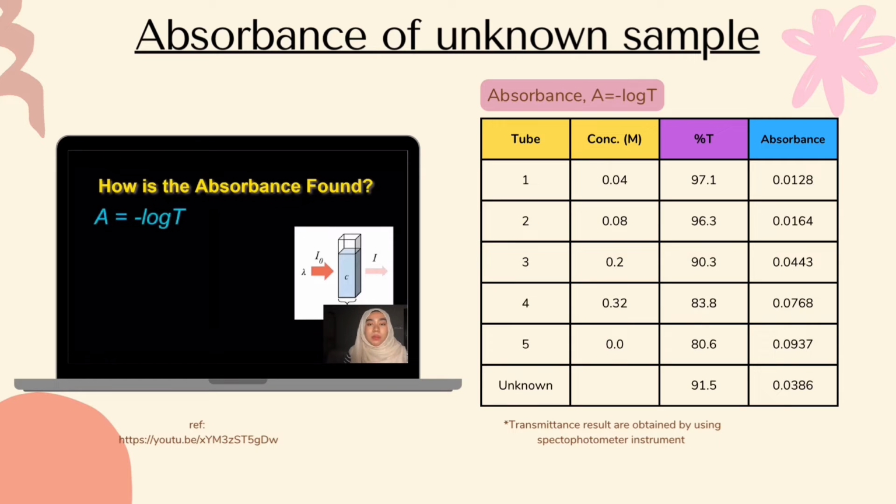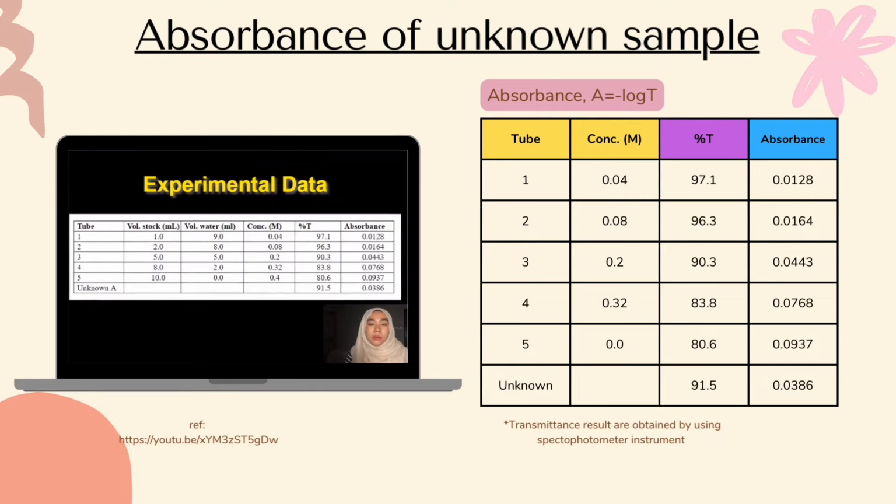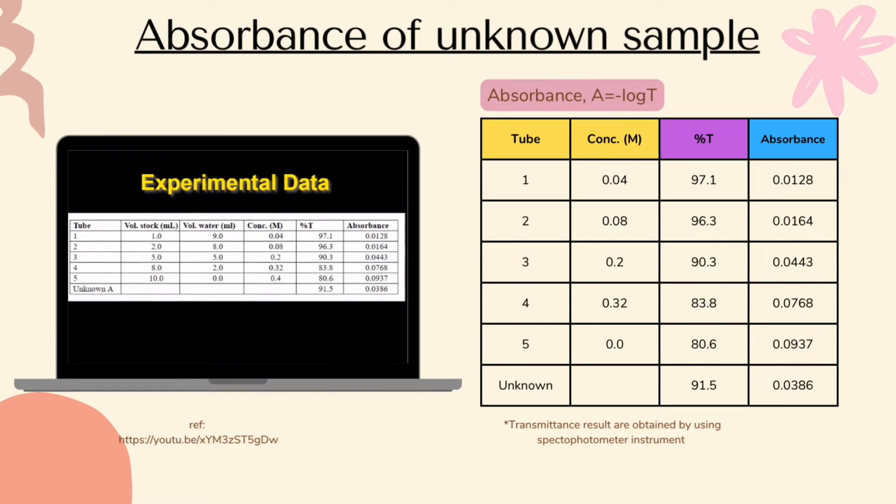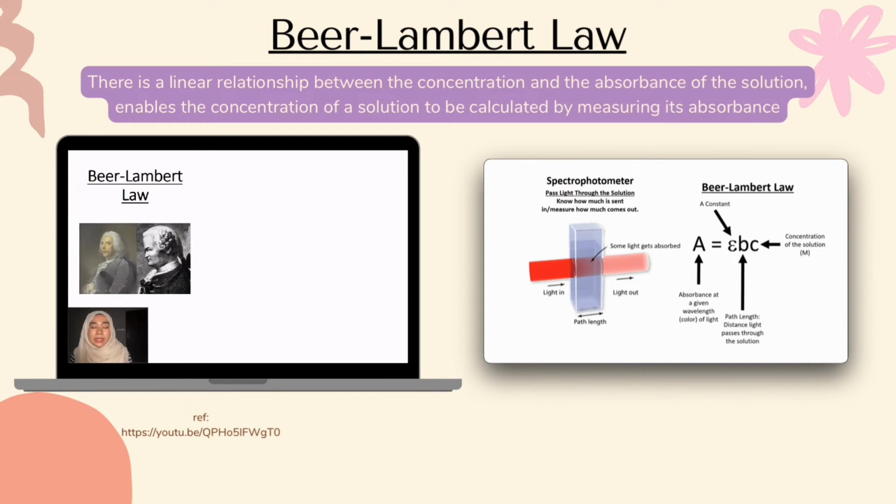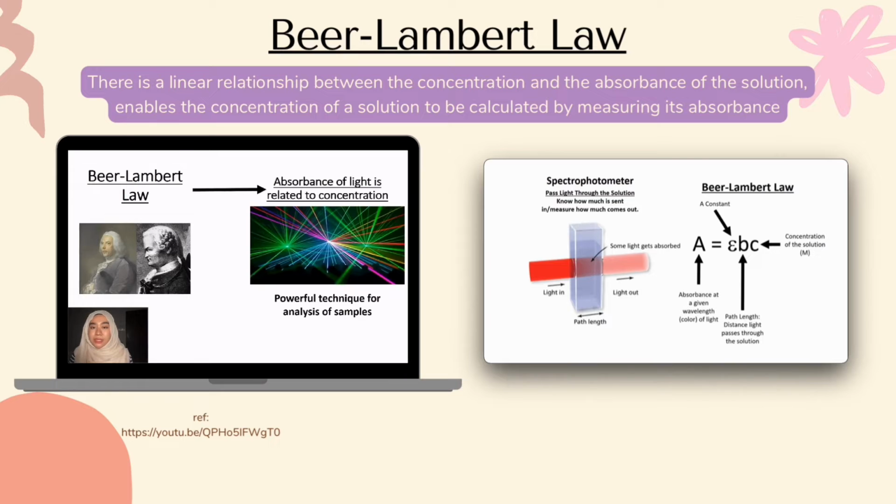By using the same equation, absorbance equals negative log of transmittance, we then obtain the result of 91.5% transmittance and 0.0386 absorbance. Beer's law states that there is a linear relationship between the concentration and the absorbance of the solution, which enables the concentration of a solution to be calculated by measuring its absorbance.